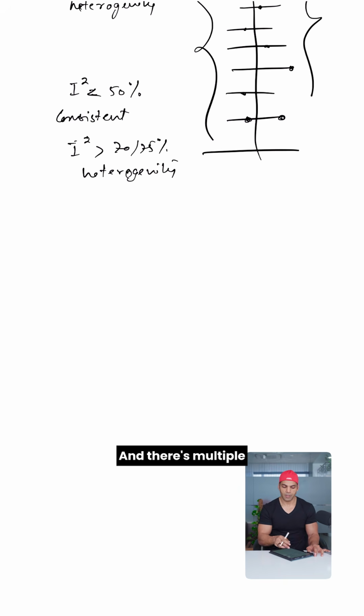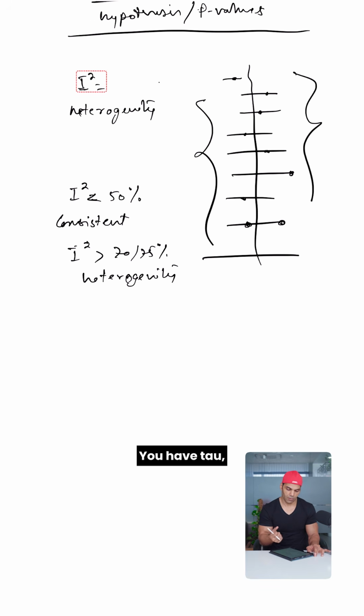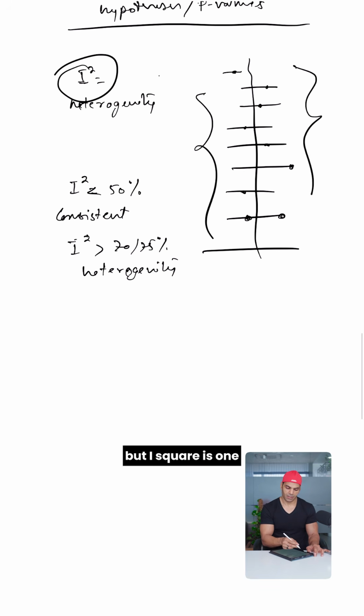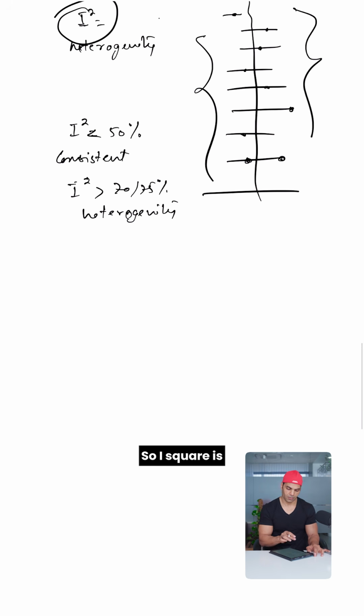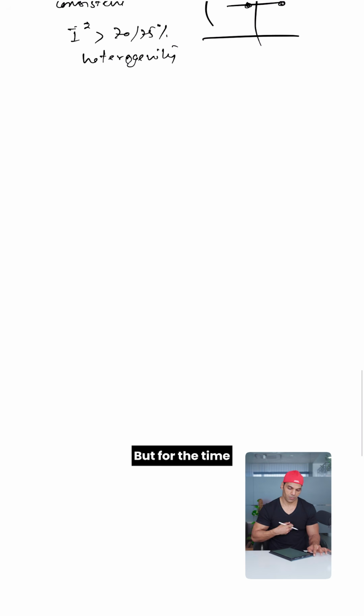And there are multiple other such factors. You have tau, you have chi-square, so different kinds of measures. But I-square is one of the most basic. So I-square is heterogeneity, right? Whenever you are assessing systematic reviews and meta-analyses, I-square is one thing you should look at. It provides you insight into how consistent the studies are. Now, the consistency of the studies can vary on different kinds of things. Then there's further subgroup analysis and all those things, which we don't really get into. But for the time being, remember, I-square is heterogeneity.